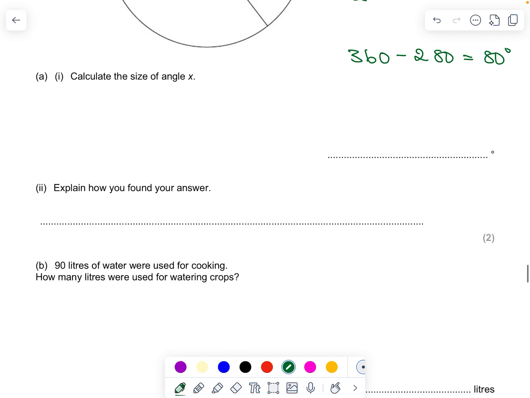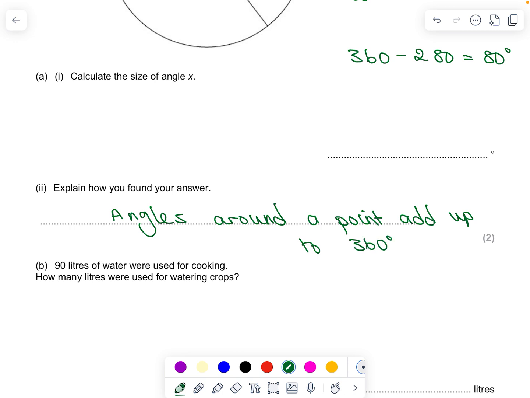It says, explain how you find your answer. You just need to write, there's lots of different ways you could have written it. Just say angles around a point add up to 360 degrees. Okay.